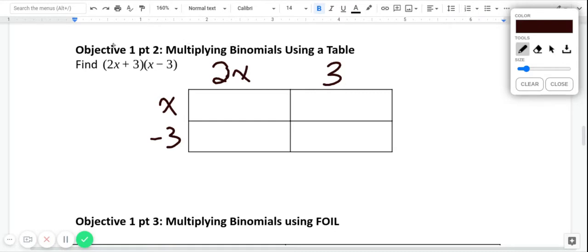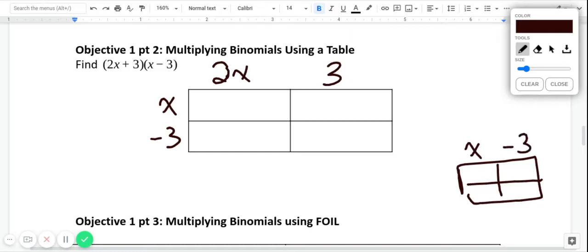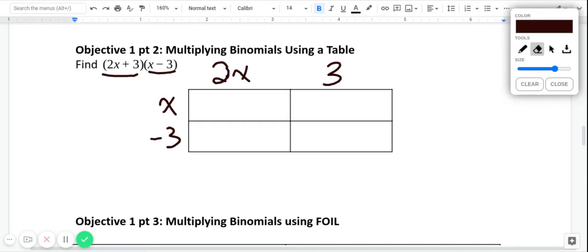I could have put, so I'll just do this real quick here. I could have done x and then a negative 3 over here, and a 2x and the 3 here. As long as you keep your binomials together, you'll be good to go. So no matter which of these tables I use, we'll get the same thing. So I'm just going to go ahead and use the one that I started with. If you want to double check me and use the other one, feel free.